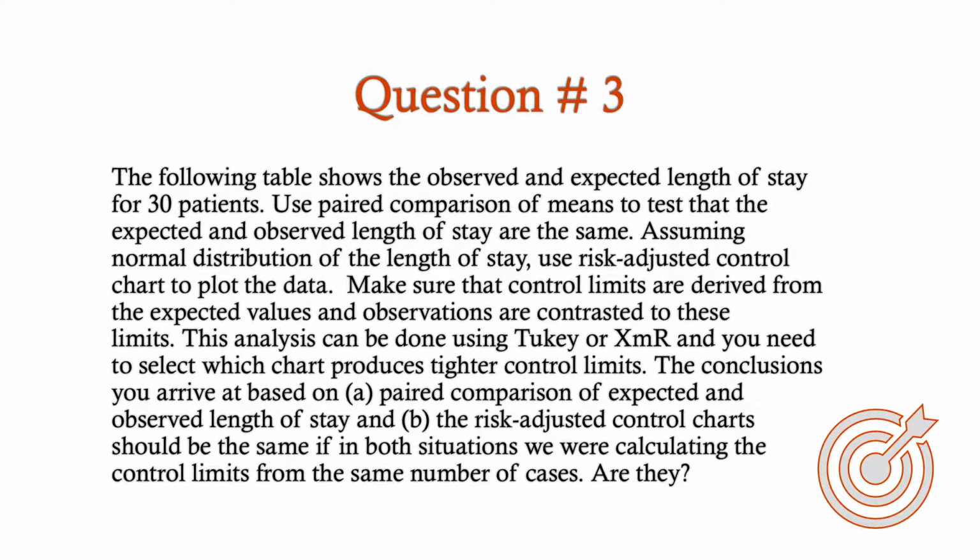This analysis can be done using Tukey or XMR, and you need to select which chart produces tighter control limit. The conclusions you arrive at based on paired comparison of expected and observed length of stay and the risk-adjusted control charts should be the same if in both situations we were calculating the control limits from the same number of cases. Are they?